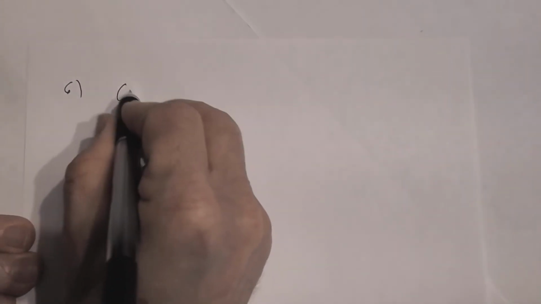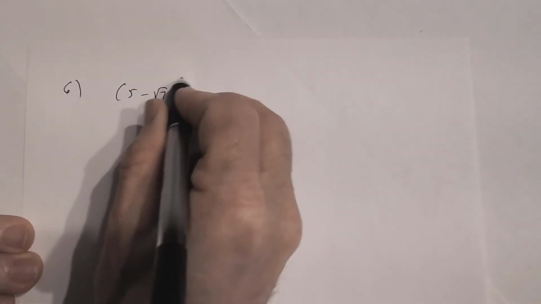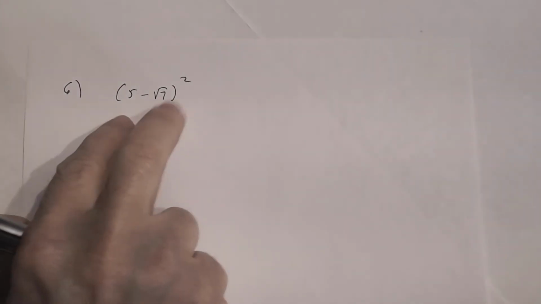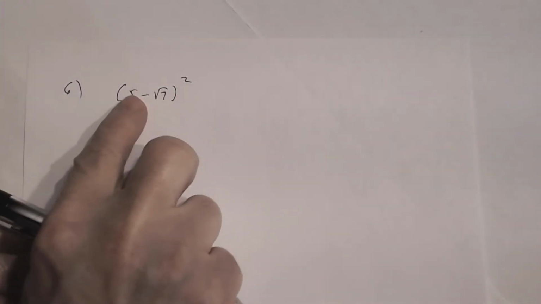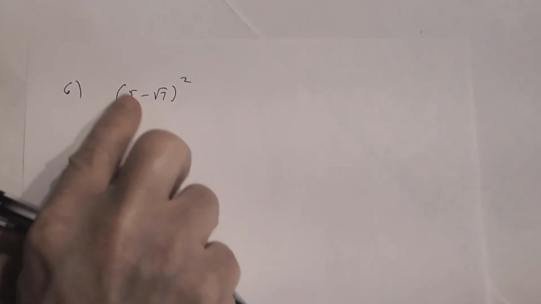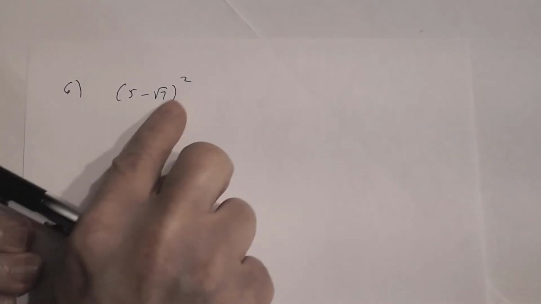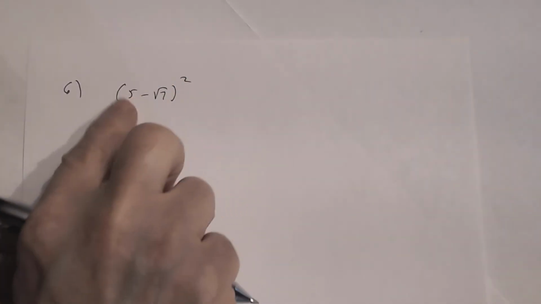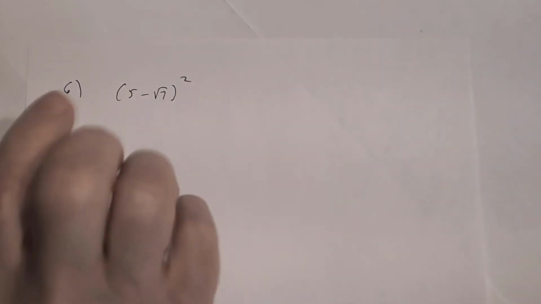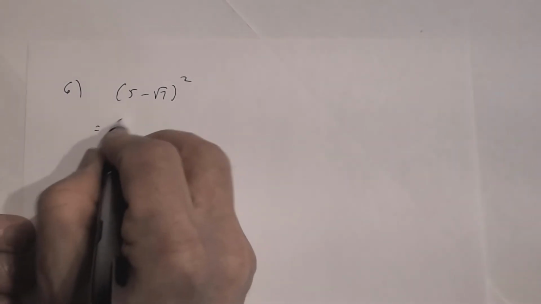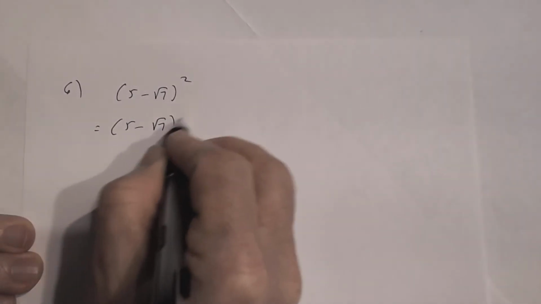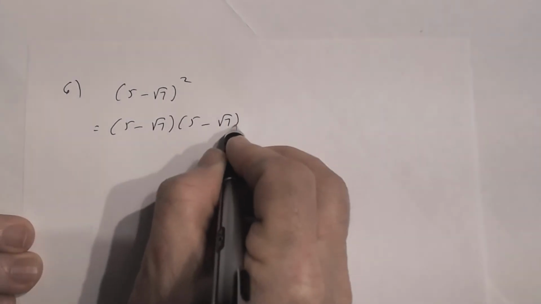We have 5 minus the square root of 7 squared. Remember, when you have a binomial squared, or a trinomial, it doesn't matter, whatever factor you have here is being squared, that means you're multiplying this by itself twice. So this becomes 5 minus the square root of 7 times 5 minus the square root of 7.